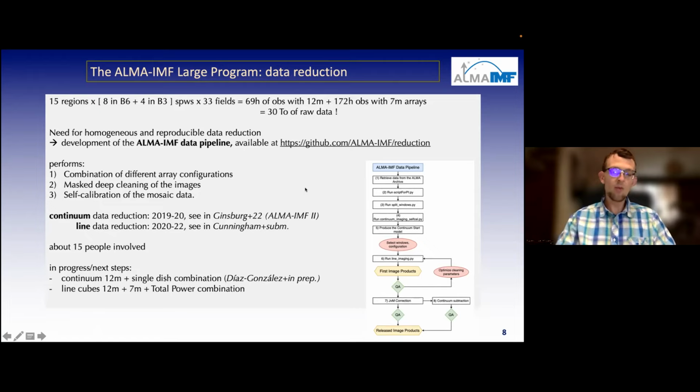In short, what this pipeline does is merge the different array configurations, do a cleaning using masks, and also the important step of self-calibration. For more information on continuum data reduction, I send you to the second ALMA-IMF paper led by Adam Ginsburg. And for the line data reduction paper, you will have to wait a little more for the publication of the paper led by Nichol Cunningham.